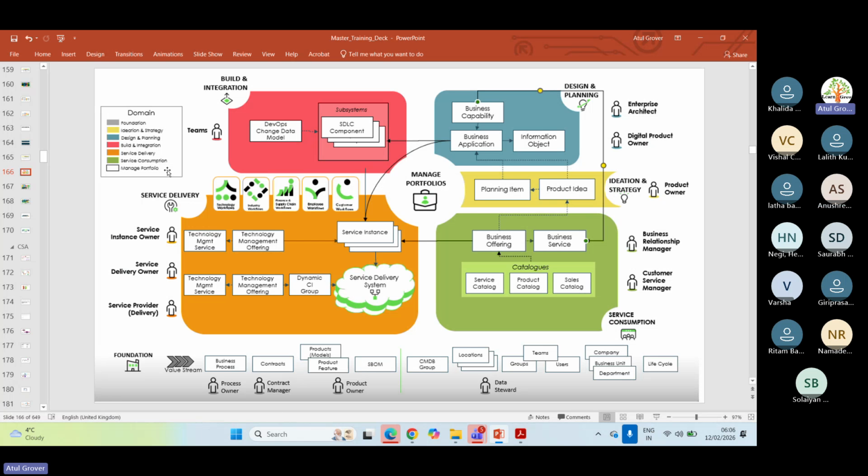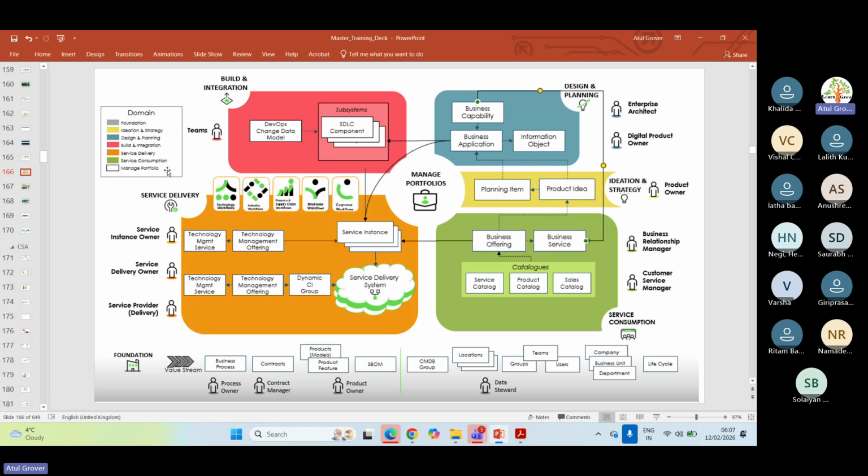So ServiceNow tells you what you should do in crawl, and what you should do in fly. So this does not change from client to client. This is the ServiceNow CSDM implementation methodology. And not only CSDM, they use this crawl, walk, run, and fly concept in almost every module, every product.